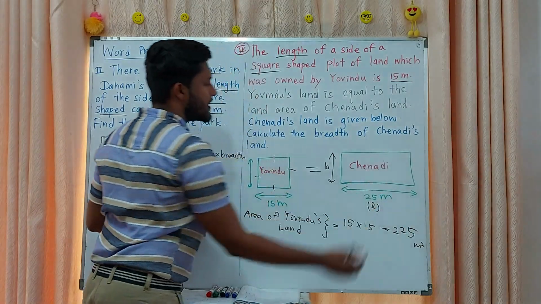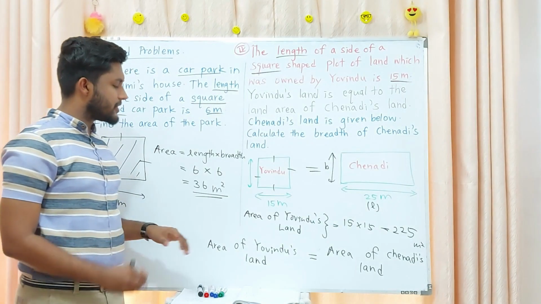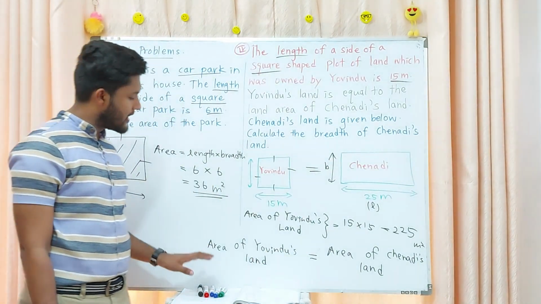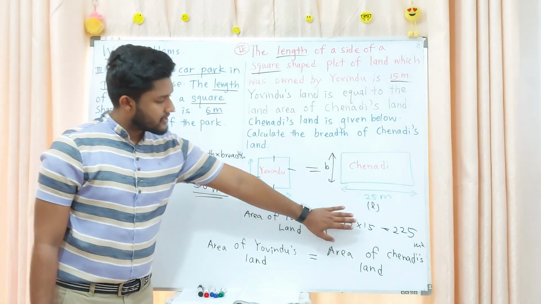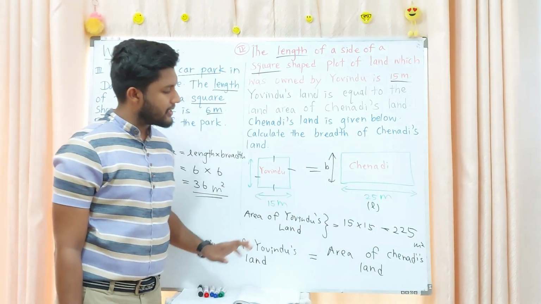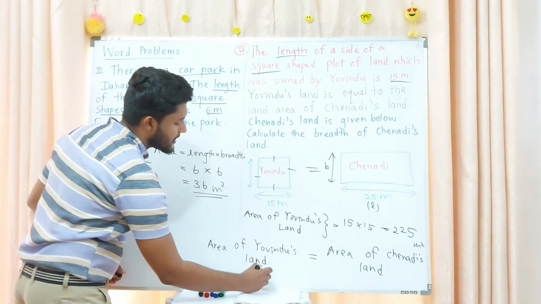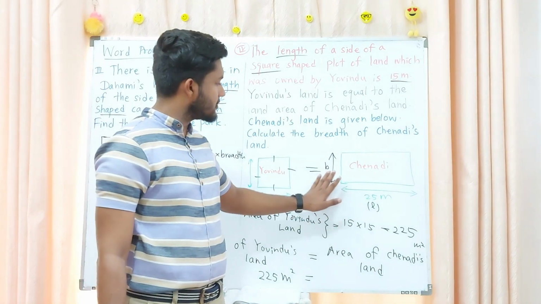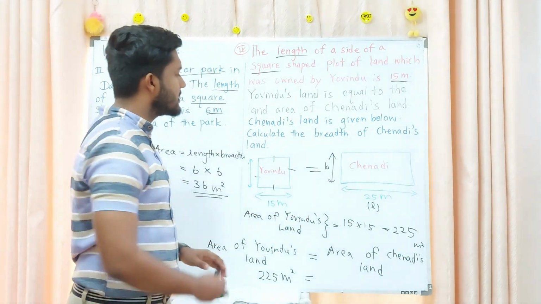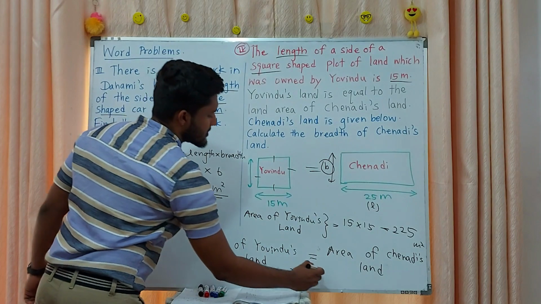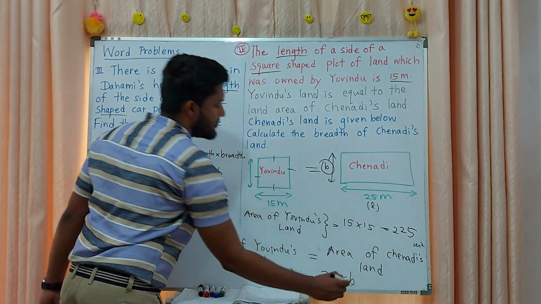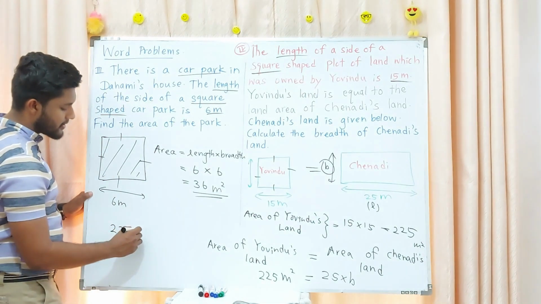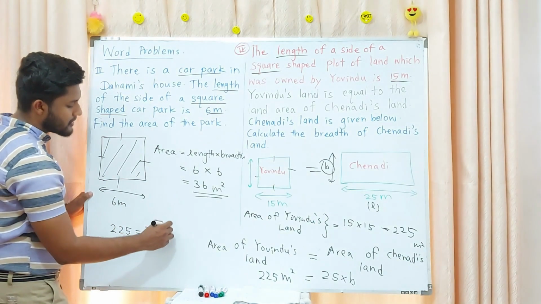This area here is Chenadi's area, right? In the question they say that the area of Yovidu's land is equal to the area of Chenadi's land. Then we have calculated the area of Yovidu's land as 225 meters squared. And the area of Chenadi's land, length into breadth: 25 into, shall we take this as B? Yes, 25 into B, right? Here when we write this equation, 225 equals 25 into B.